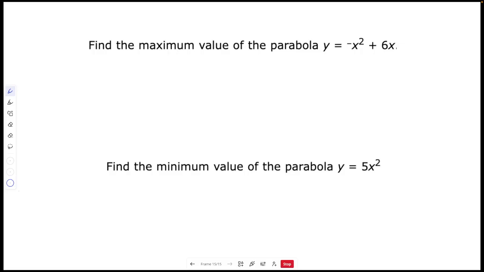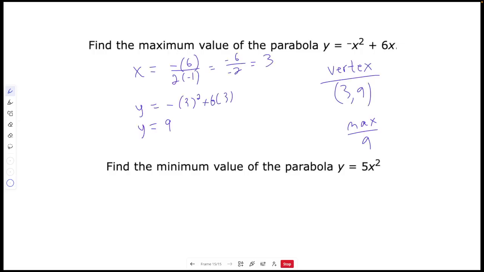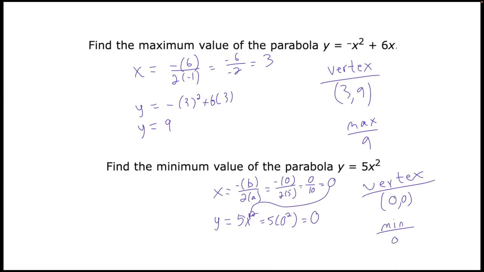Okay, now that you've had time to work these problems, let's check your solutions. Okay, for the first problem here is the work. You should have gotten a maximum of 9. And for the second problem, you should have gotten a minimum of 0.